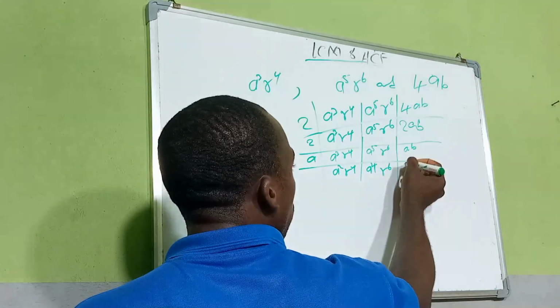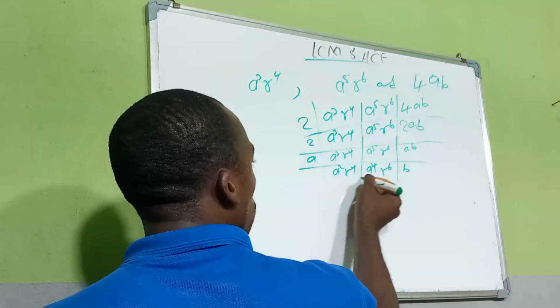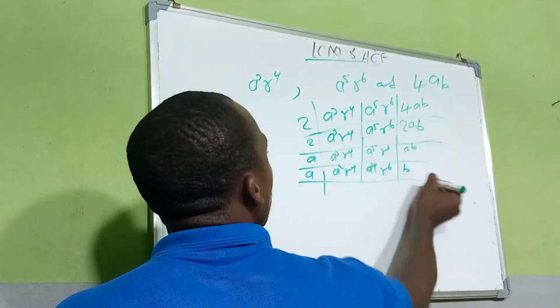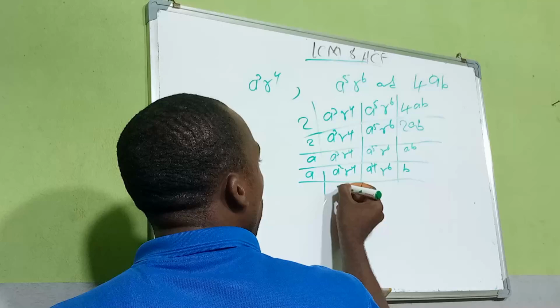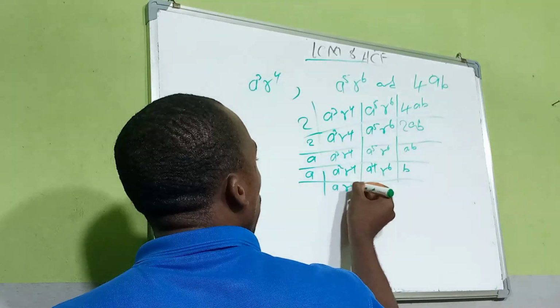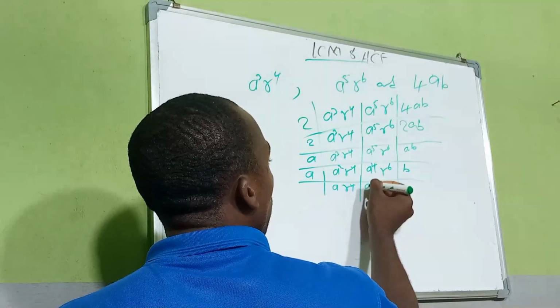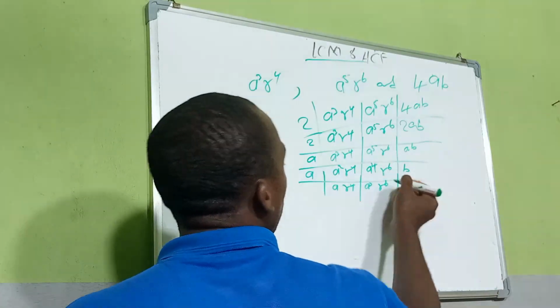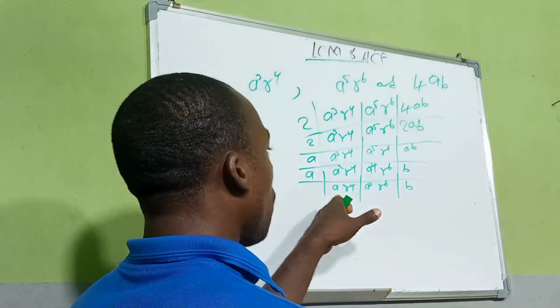Then A goes to this place. We'll have B. Understand? So we can still continue using A until A is finished. So we'll have A, then A goes here. We'll have A and R raised to power 4. Then we'll have A raised to power 3 and R raised to power 6. Then we'll have B, then I still have A again.